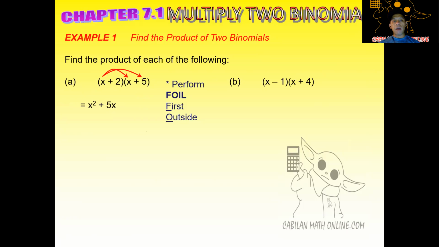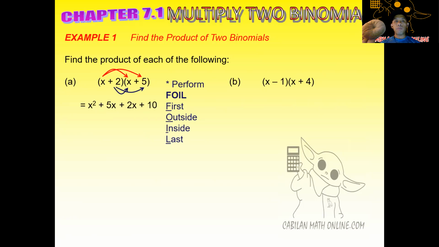Now, the next two steps here are inside and last. What that deals with here is you're now going to take this 2 from the first bracket and multiply it to the x and to the 5. So remember that when you multiply a number to a letter, you're just grouping them together. So 2 times x is 2x, and then 2 times 5 is 10. All right, so that's basically what you need to do to multiply two binomials.